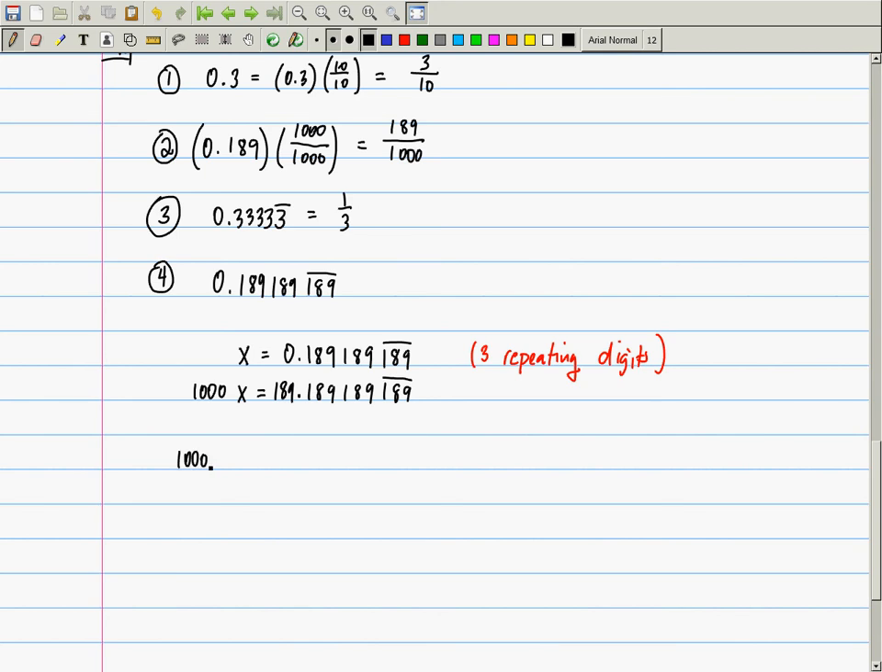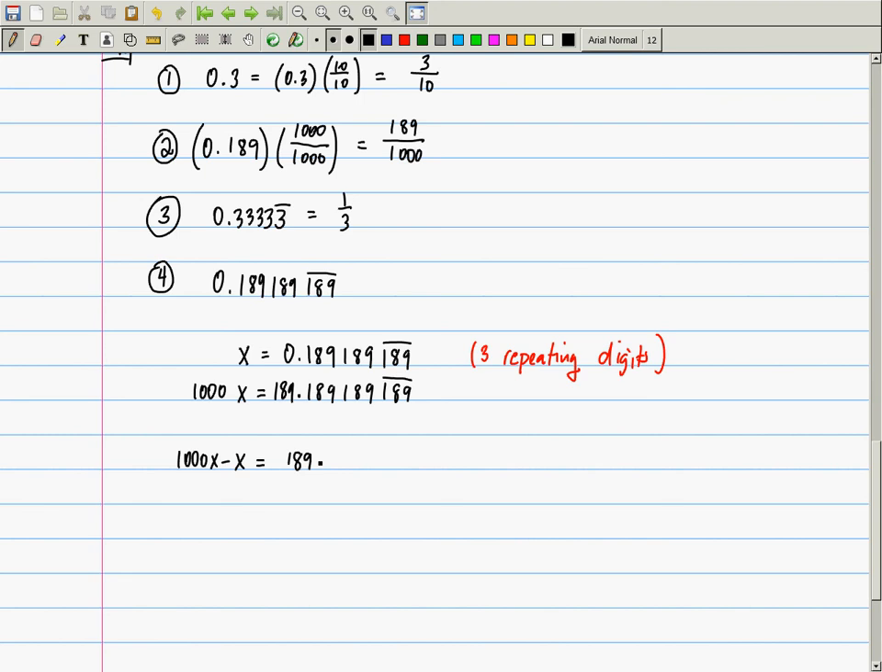what is 1,000x minus x? That is to say, what is the second line minus the first line? 189, right? Because the whole part is zero for x, the whole part is 189 for 1000x, so this is 189, and then the fraction part, this fraction part minus that fraction part is how much? It's exactly zero.